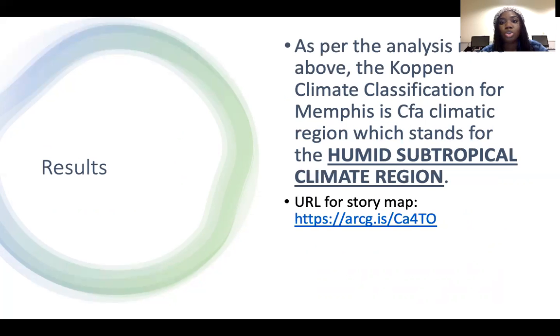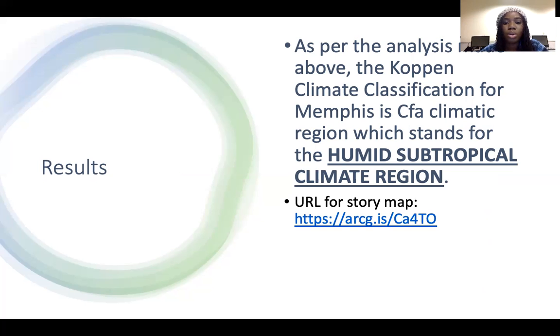So the results show that as per our Köppen climate classification for Memphis, it falls under the CFA climatic region, which the real name is called the humid subtropical climate region. So Memphis actually falls under the humid subtropical climate region.